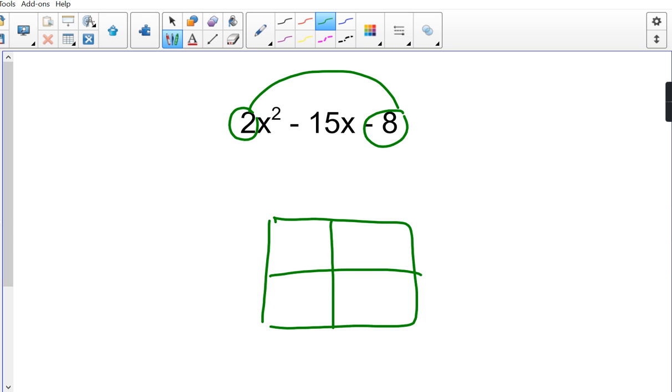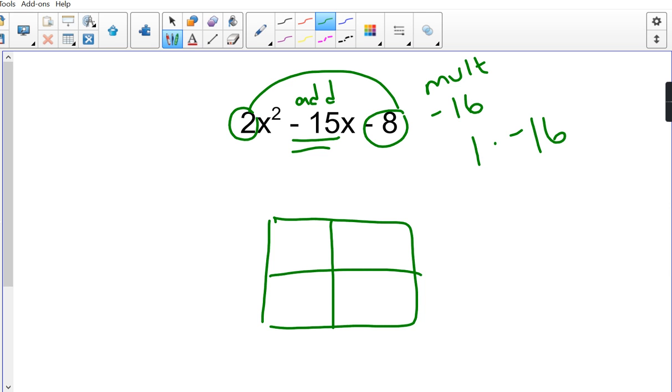So we multiply 2 times negative 8 and we get negative 16. So now we are looking for a number that doesn't multiply to negative 8, that last number, but multiplies to this number, negative 16, but still has to add up to the number over here, negative 15. Okay, so let's see, 1 times negative 16. I think we got it already, right? 1, positive 1, and negative 16 adds up to negative 15.